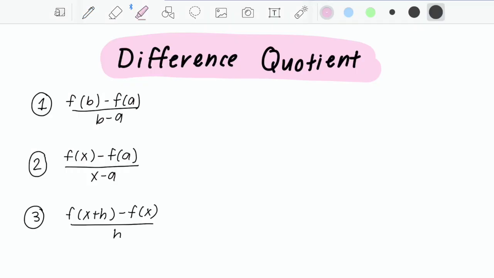So to summarize, here are 3 different ways that we can find the difference quotient. The difference quotient helps us find the average rate of change over different intervals of our function, especially when that function is nonlinear.